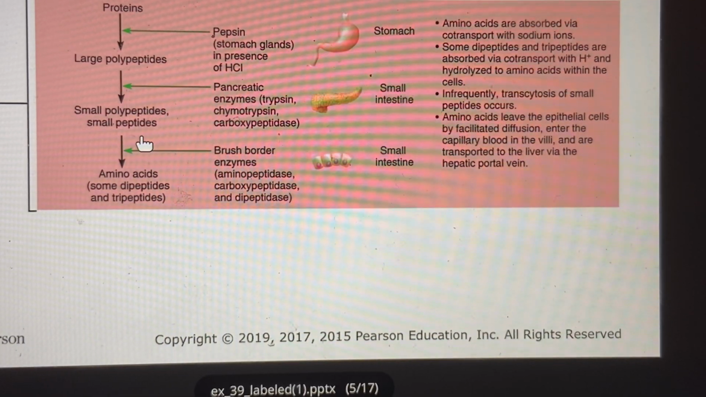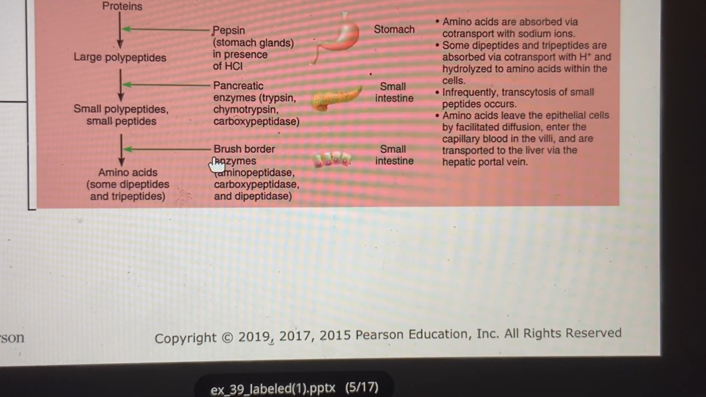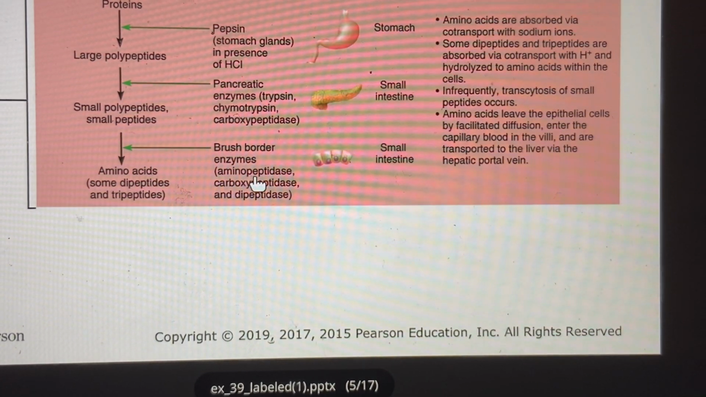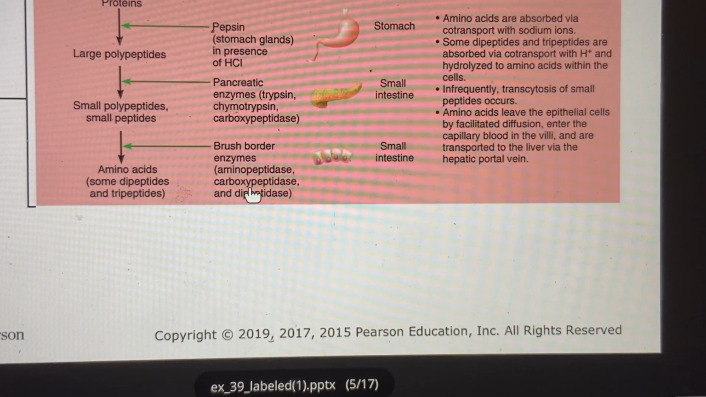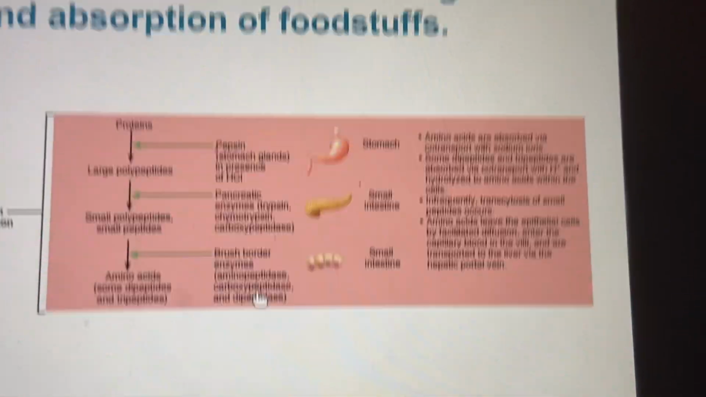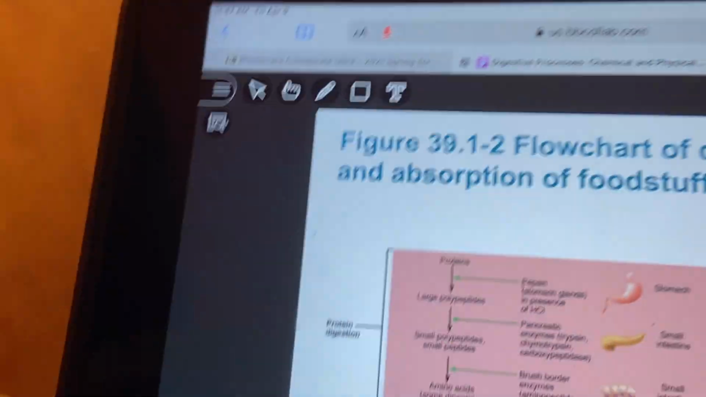to small polypeptides and small peptides. And also in the brush border of the small intestines are aminopeptidases, carboxypeptidases, and dipeptidases. These are the enzymes in the small intestines now, to break down all of those proteins or peptides into amino acids.